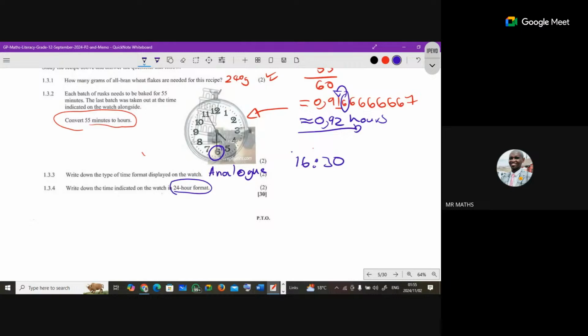So there it is, 16:30. Or in fact, we are not sure whether the time is during the day or in the afternoon. If it's in the morning, it's going to be 04:30. So there are two possible answers that you can choose from.